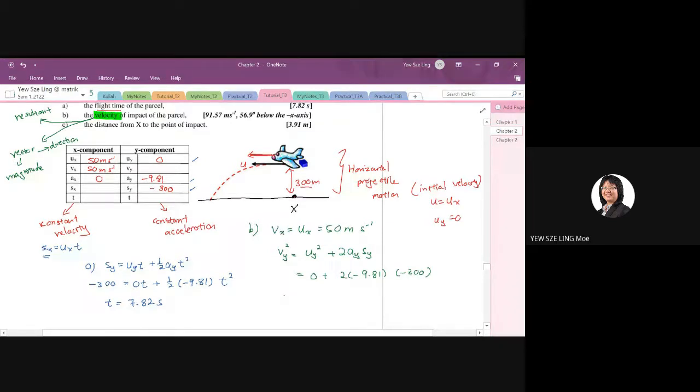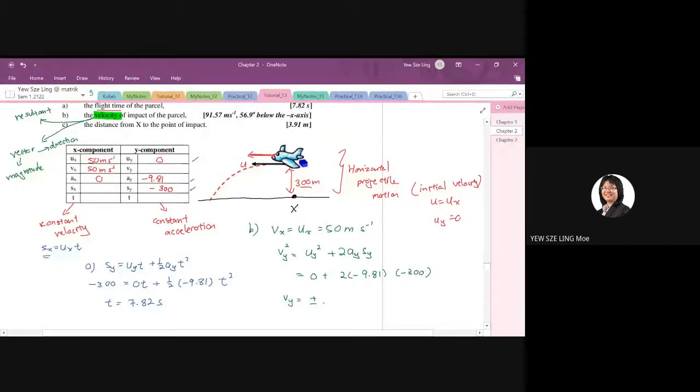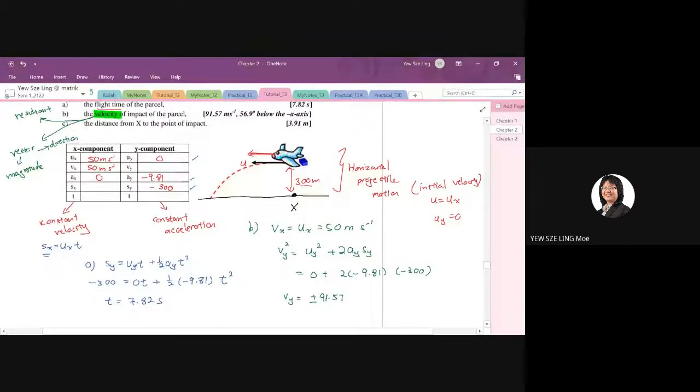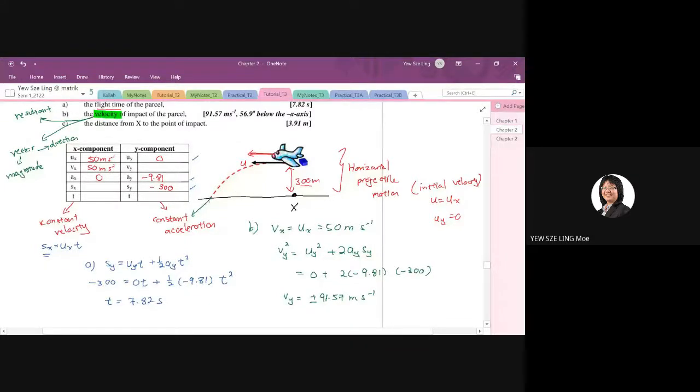So you square root the answer. So Vy is equal to plus minus 91.57 meter per second. Aha, now the question is, which value are you going to choose? If you look at this diagram, when the object reaches the ground, the direction of motion is heading towards here, toward this direction.